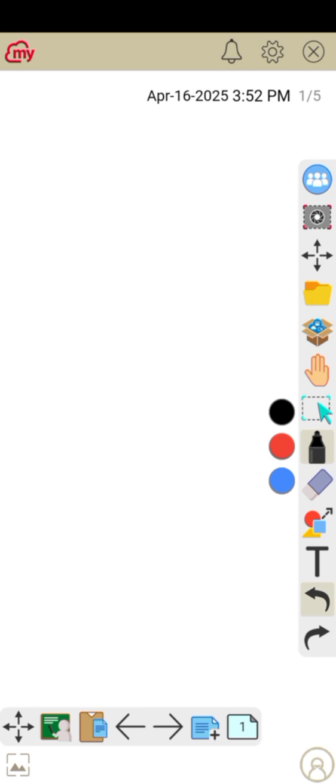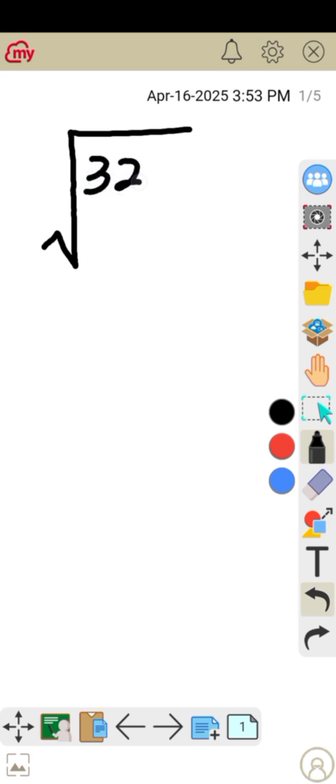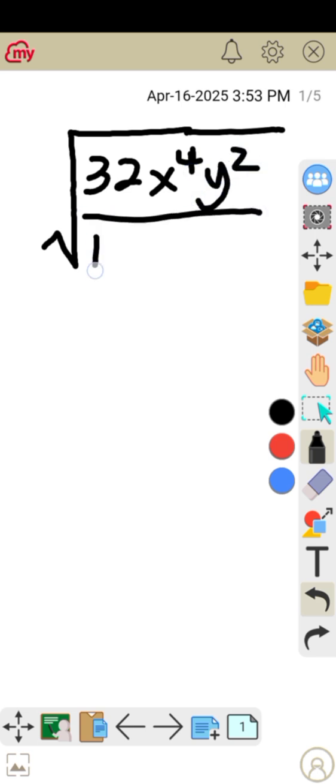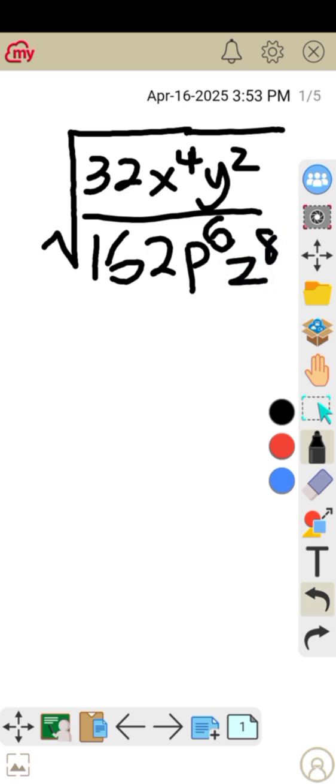expression will be the square root of 32 x raised to the power 4 y raised to the power 2, all divided by 162 p6 z8. All right. Now, the first thing you need to note here is this.